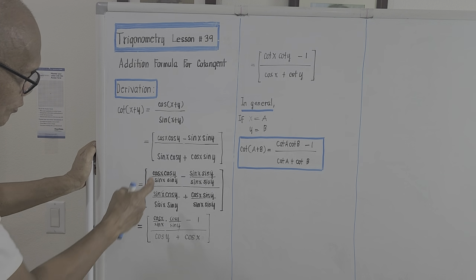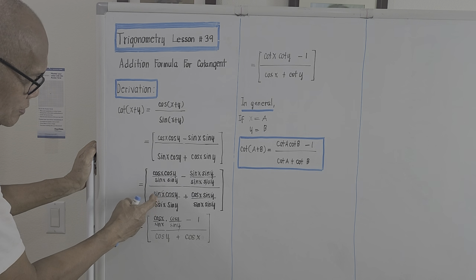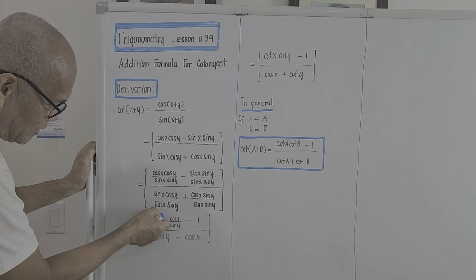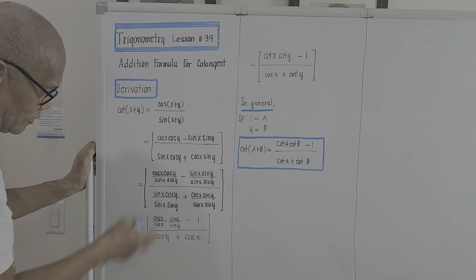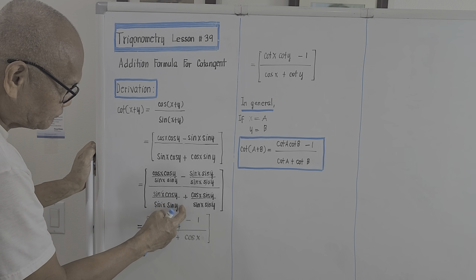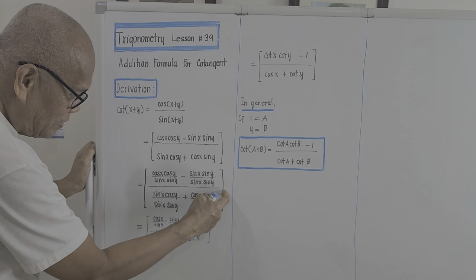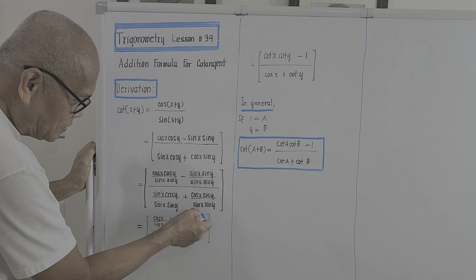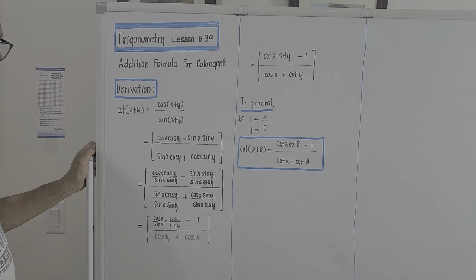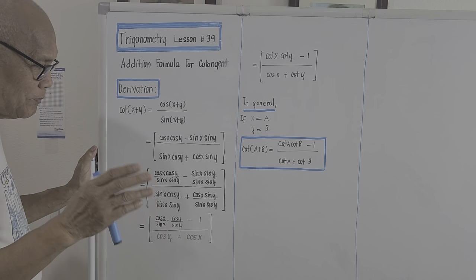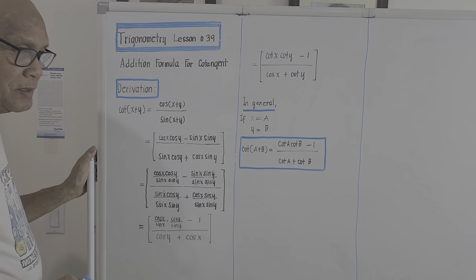The bottom portion, we will rewrite this one. This is sine x, cosine y. Also, we divide it by sine x, sine y. Same as the numerator. This is plus. The second term will be cosine x, sine y. Again, we will divide that by sine x, sine y. So we divide both the numerator and denominator by the value sine x, sine y.